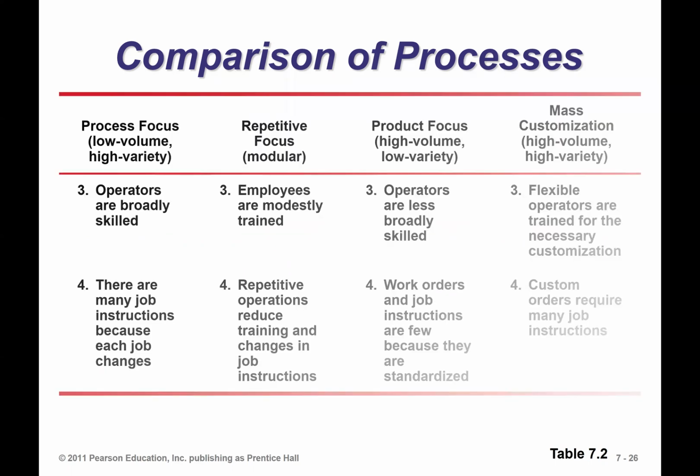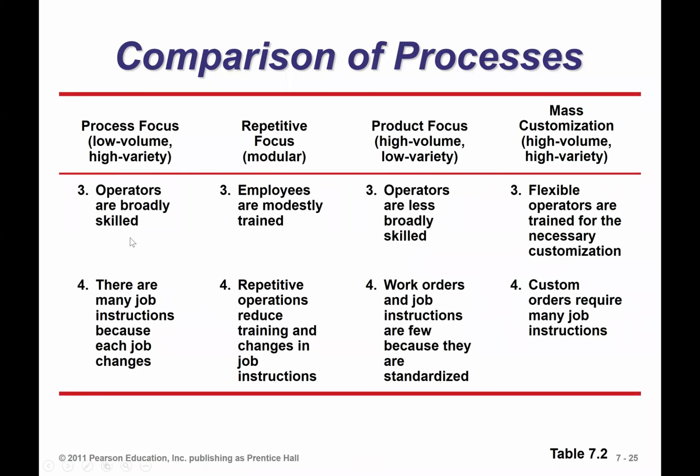And we can go on and on in terms of the type of persons who work in the different processes. So for the process focus, operators are broadly skilled, right? There are many job instructions because each job changes and is different. The repetitive focus, employees are modestly trained. Repetitive operation reduces training and changes in the job instructions. For product focus, operators are less broadly skilled. Work orders and job instructions are few because they are standardized, right?